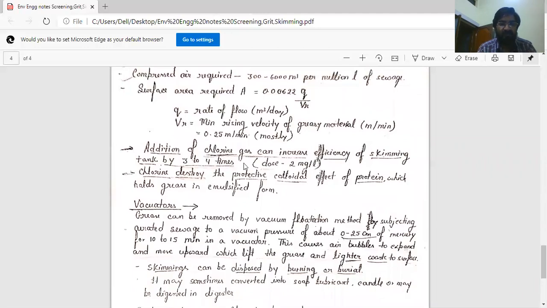Addition of chlorine gas in skimming tank. Chlorine gas can increase efficiency of skimming tank by 3 to 4 times, and dose of chlorine added is 2 milligram per liter. The function of chlorine is to destroy the protective colloidal effect of protein which holds grease in emulsified form. So chlorine breaks the emulsification.